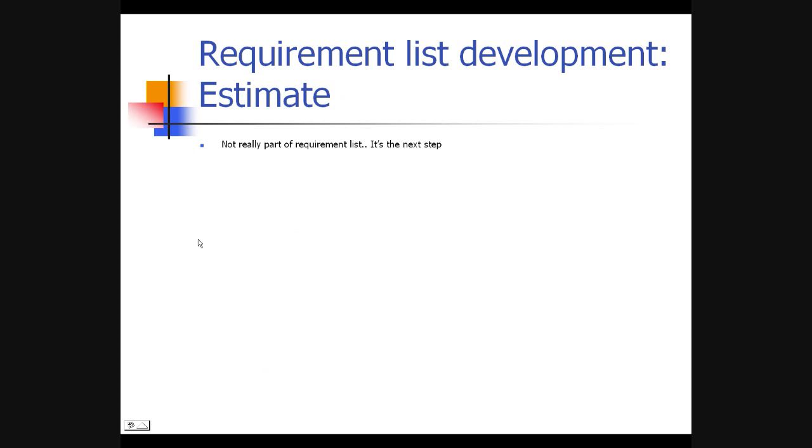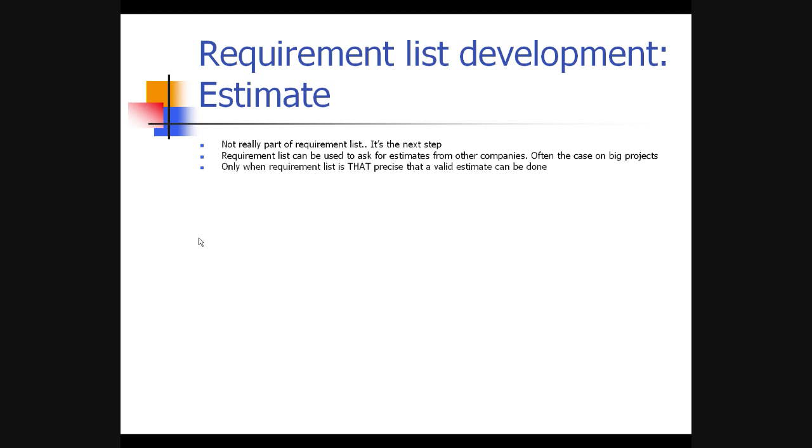We already saw that the estimate part is not really part of the requirement list. It's the next step, and clearly the requirement list can be used to ask for estimates from other companies. It's often the case on big projects. You have to be ready for it, and you have to be ready to accept the cost of doing some requirement lists for free if you want to get some jobs. That's how it is.